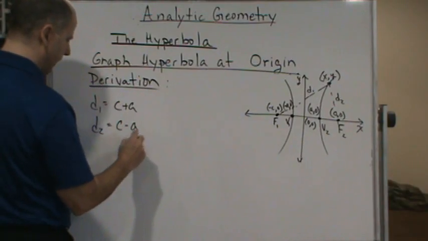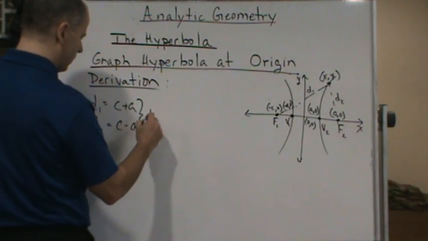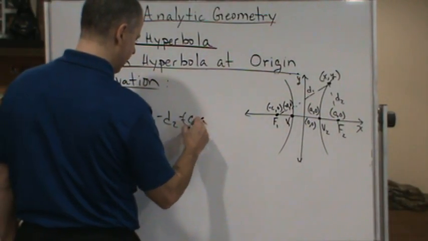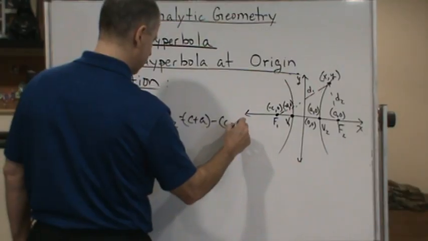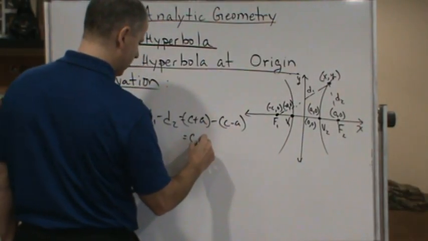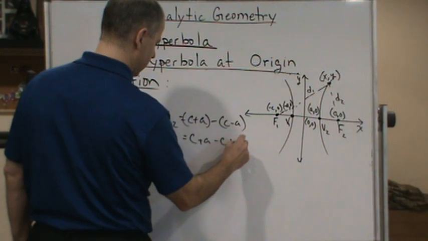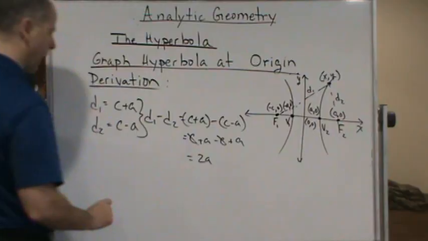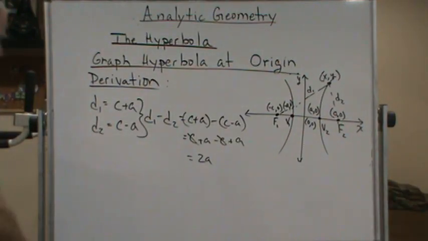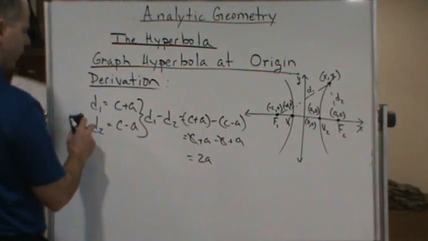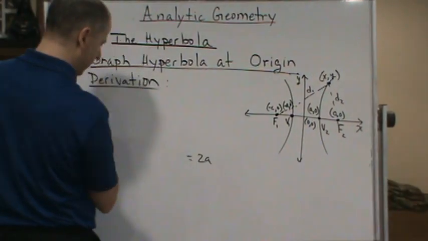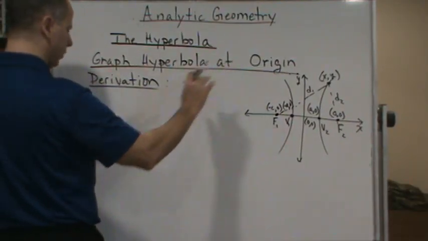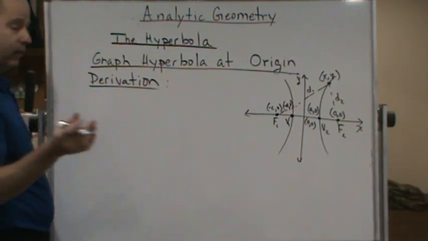So C minus A. And so, of course, D1 minus D2 is equal to C plus A minus the quantity C minus A, which is C plus A minus C plus A. And so the C's cancel and we get 2A. And so now we know what the constant is, right? So that's why we did that. We wanted to find out what that positive constant is. So now we're going to set up for the general case, and we're going to derive the equation.